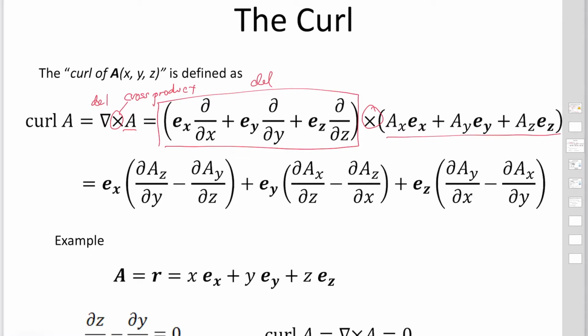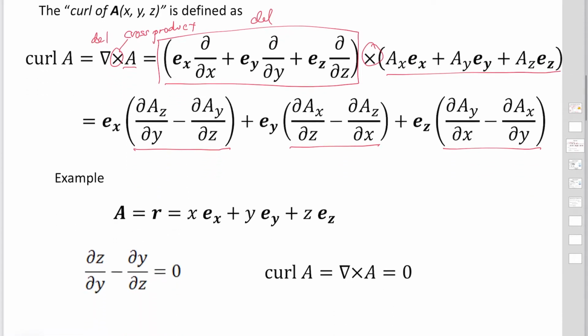And the vector A. It becomes e_x (∂A_z/∂y minus ∂A_y/∂z). This is the x component of curl A. And this is the y component, and this is the z component, following the cross product.